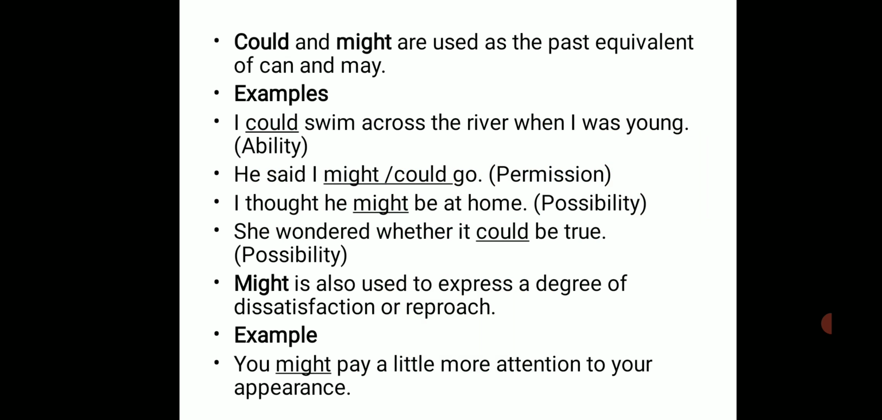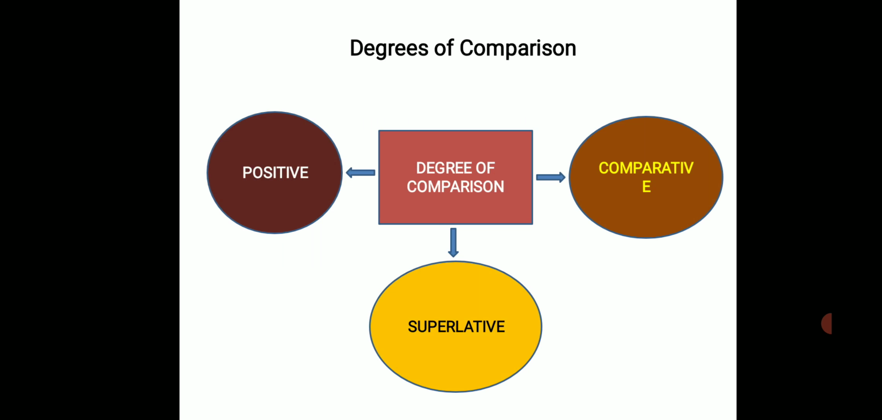Now with this, let us conclude the discussions on modal auxiliary verbs and enter into the next topic, that is degrees of comparison. There are three degrees of comparison whenever we want to state something. Now we have three ways of it: positive and comparative and then superlative.